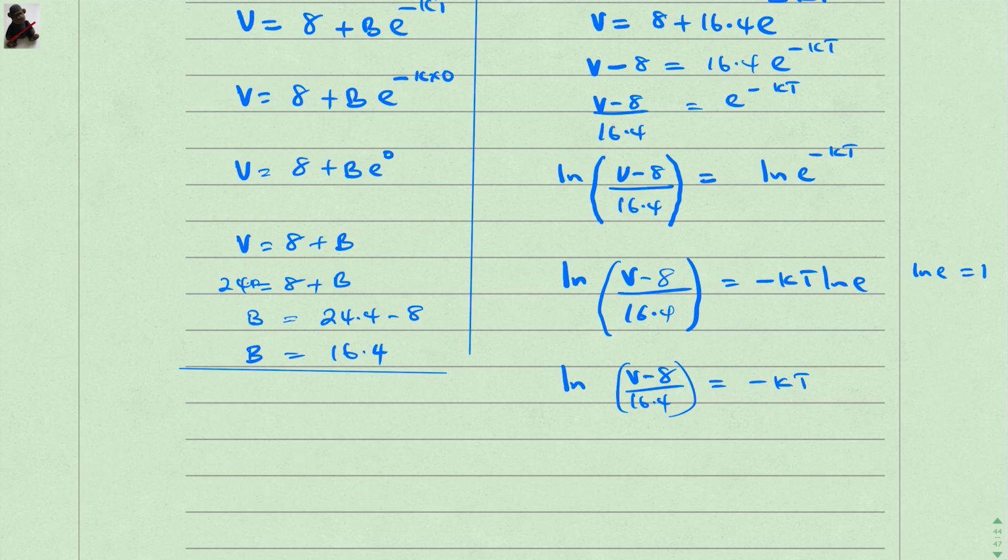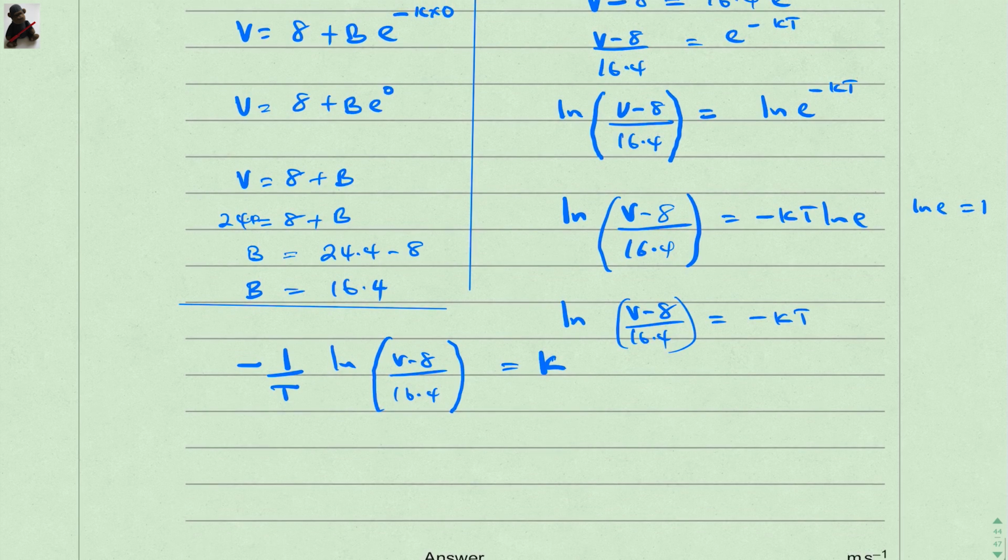Now remember I need to find k. So I need to divide both sides by minus t. So I get minus 1 over t ln v minus 8 over 16.4. In fact, let me just write it clearly so you don't get confused. I'm dividing both sides by minus t, and that will be ln, open bracket, close bracket, v minus 8 over 16.4 equals k. So that's what k will be.